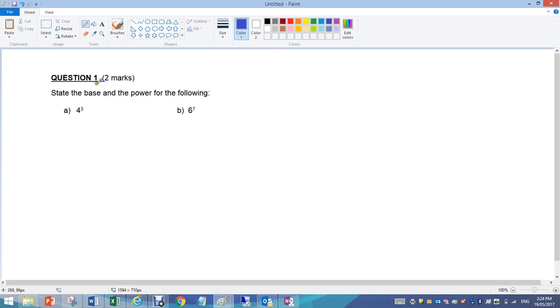So first one, question 1, state the base and the power for the following. So the base is 4 and the power is 3. And for part B, the base is 6 and the power is 7. There we go. Base, power, base, power. Next one.